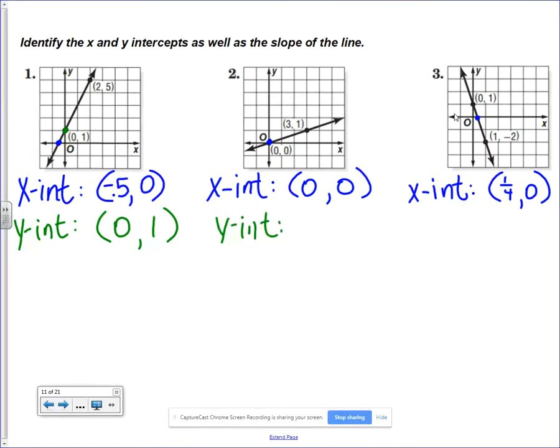Y-intercept, I'm going to put the x is 0, which means where does that 0 go? First, what's the y-intercept? Folks, the origin is both an x-intercept and a y-intercept. It's the only point that is both. One again? Are we following or no?